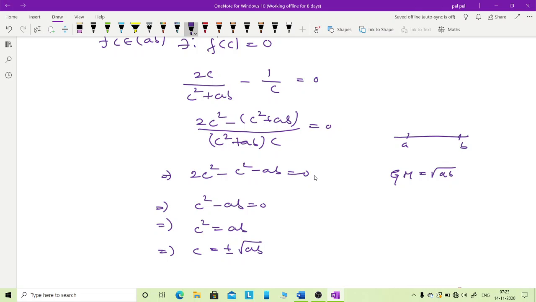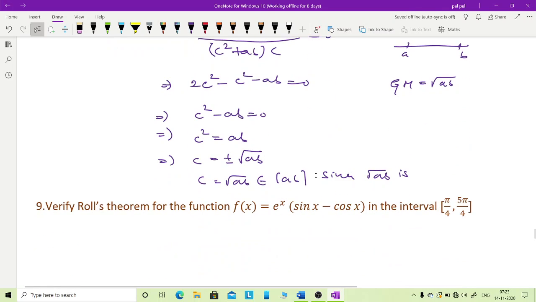Okay, so on that basis we can conclude that C is equal to square root of ab, which belongs to (a, b), since square root of ab is the geometric mean of a and b.